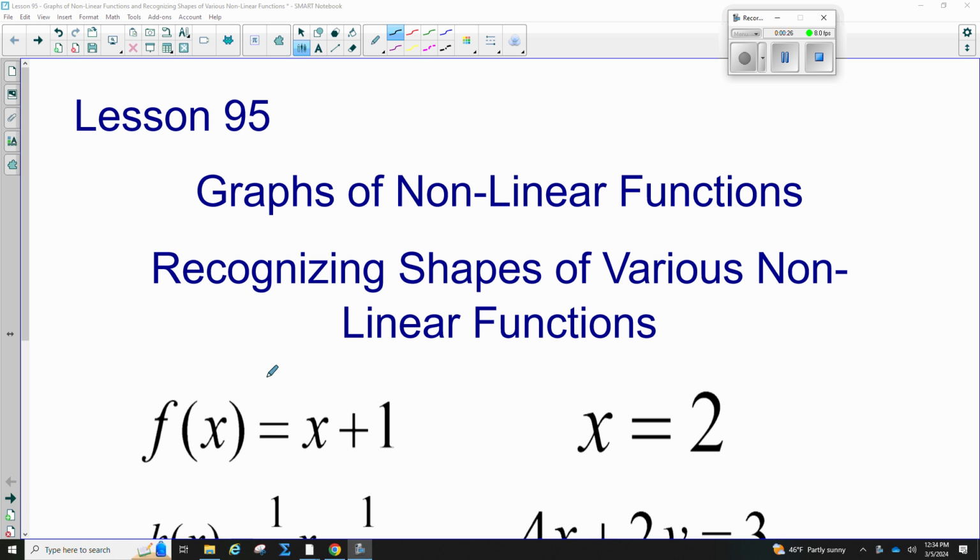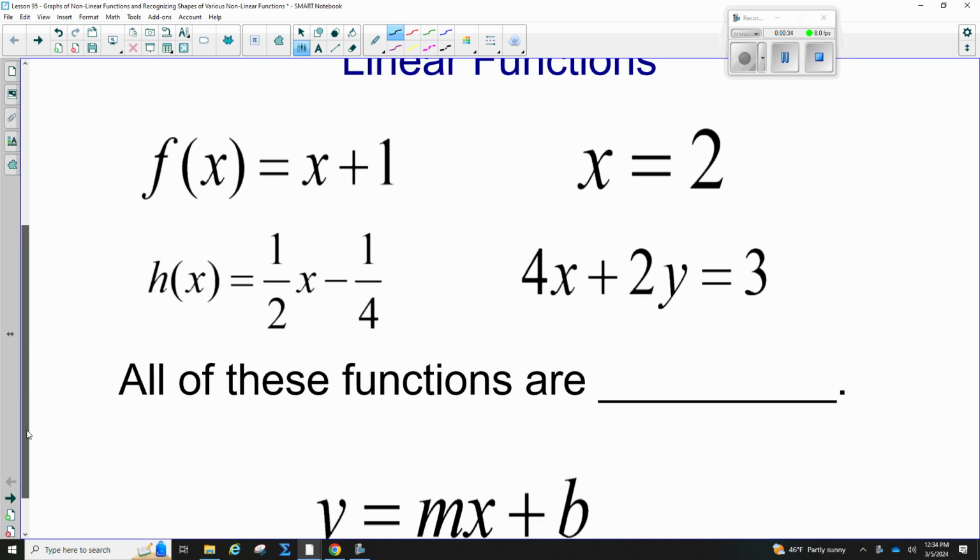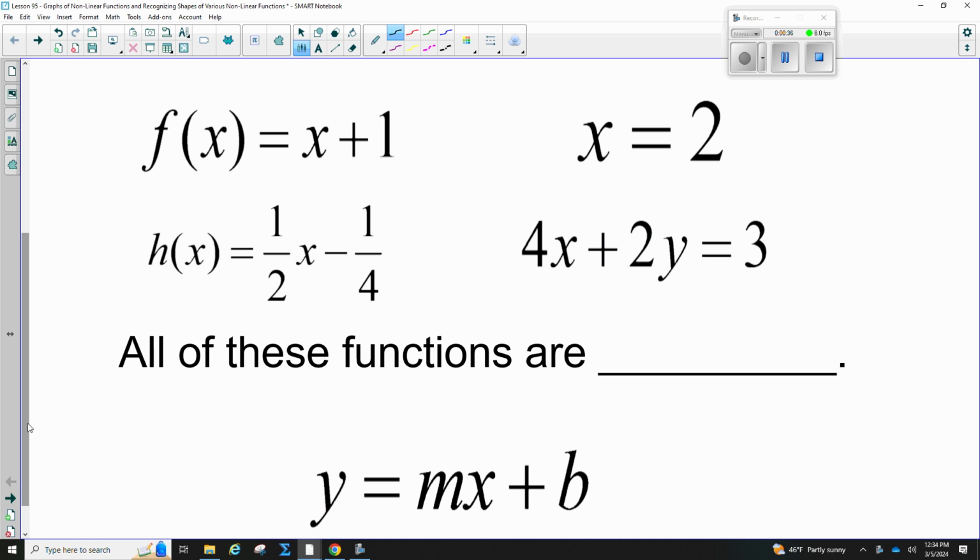Can you recognize an x cubed graph? Can you recognize a square root graph? And can you recognize an absolute value graph? Okay, so first of all of these functions, don't write this down, okay? Every single one of those functions makes what kind of graph? Every single one, yep. This is really y equals mx plus b.